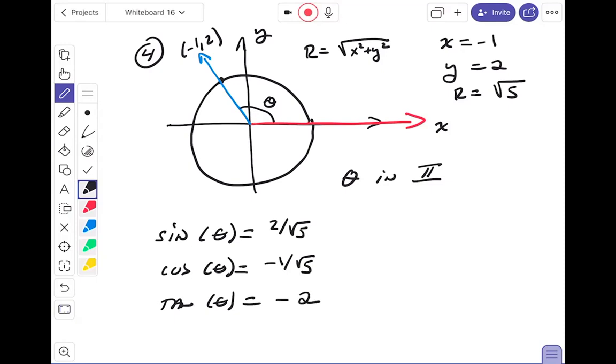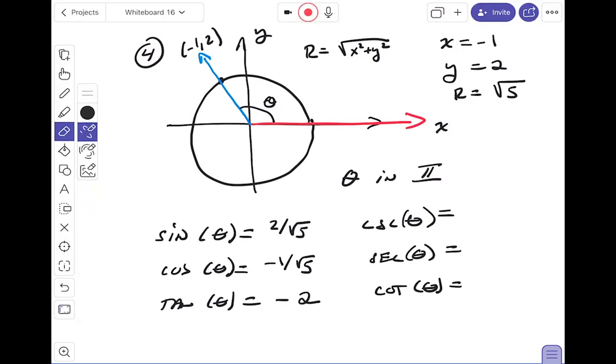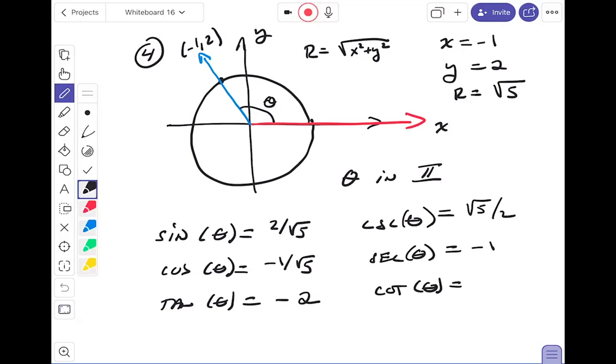All right, let's put the other ones down, the reciprocals. Cosecant of theta, secant of theta, and the cotangent of theta. Root 5 over 2. I'm just doing reciprocals. Whoops, I got a little jumpy there. Root 5 over 2, minus root 5. And this one's going to be minus 1/2.